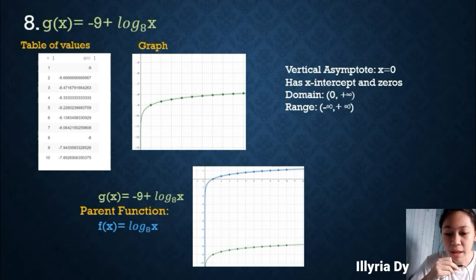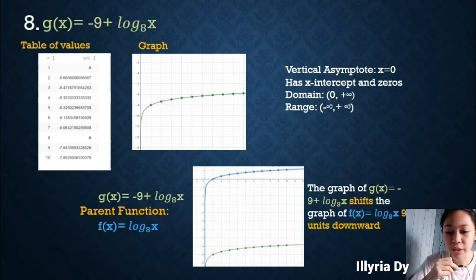And we will describe it as the graph of g of x equals negative 9 plus log base 8 of x shifts the graph of f of x equals log base 8 of x 9 units downward. It is 9 units downward because 9 here is negative and negative 9 is less than 1.